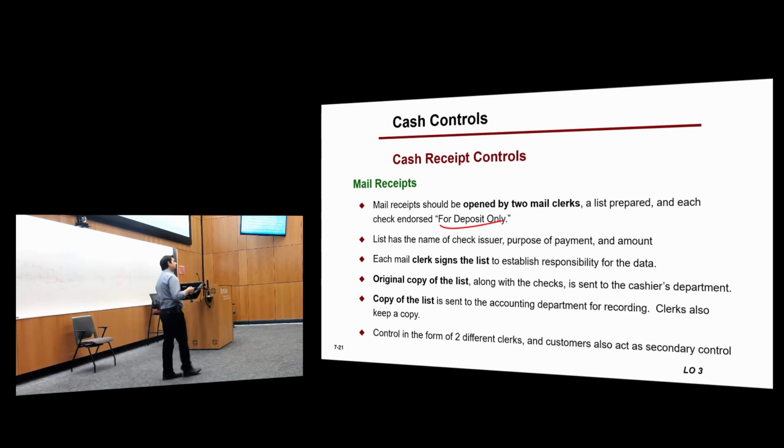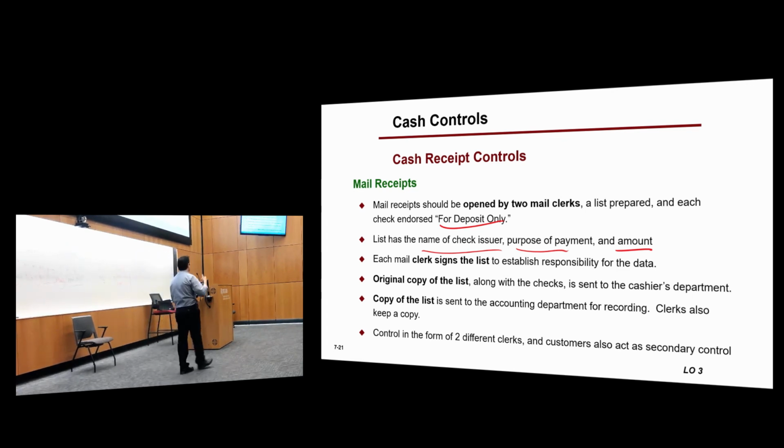And the advantage is that if for any reason the company later claims that this is not the person I sent the money to, the bank can trace it to the account owner. Now, the two clerks will prepare a list of all the checks with the names of the check issuer, basically the payer, the purpose, why it is paid, and the amount. They sign that list. They prepare 3 copies of that list and sign them.